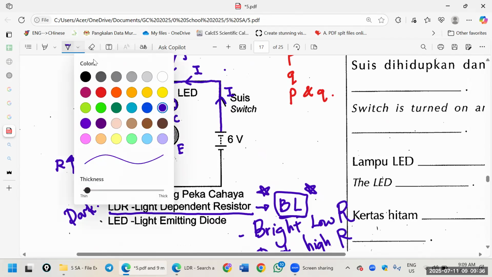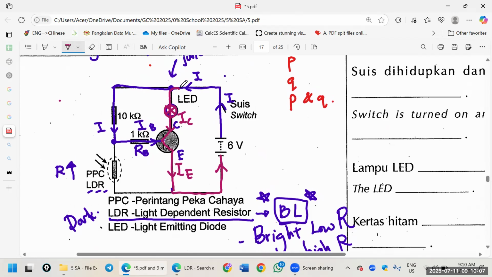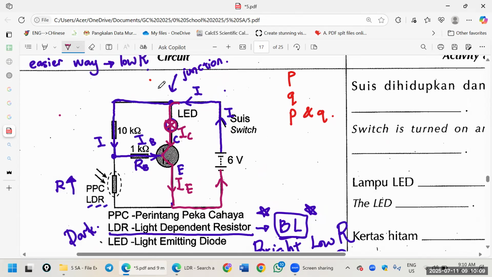So when you have IB, because the current keeps going out, the current will flow in IC. Then they combine in IE and flow back and complete the circuit. Congratulations, now you switch on the light. So this is the flow of current in the transistor.